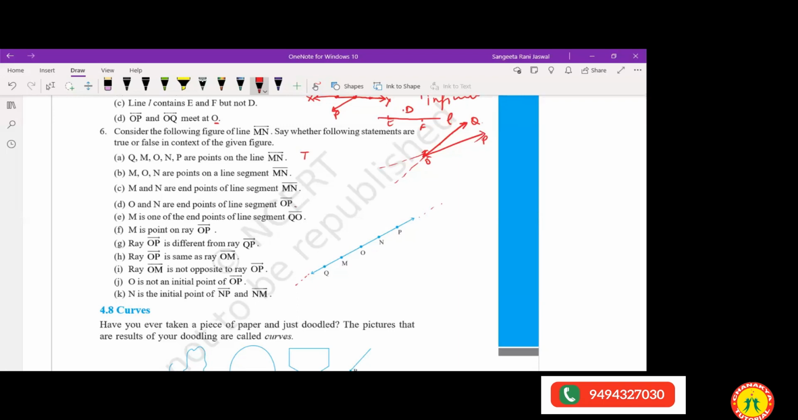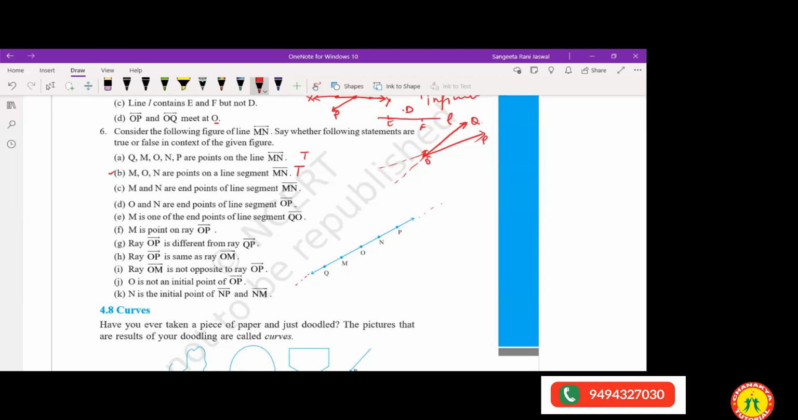Ashwath, read the B part and give your answer. M, O, N are points on a line segment MN. True or false? True, ma'am. M, O, N are points on the line segment. Line segment means it starts from M and ends at N. So M, O, N are the points on this line. So that's true. Okay.